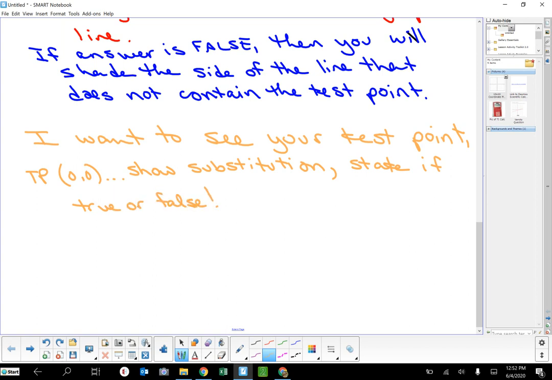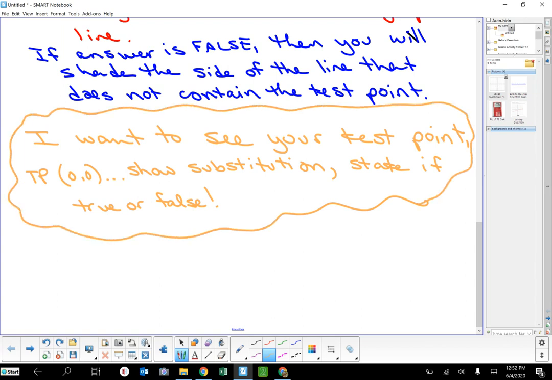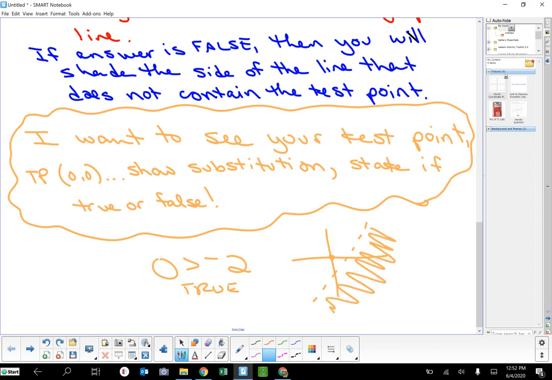So I expect all of this to be in your work when you turn it in to me. If you've got shading on the line and I don't know why it's there, you will not get full credit. Okay. This is you checking your work. It's also, if you have 0 is greater than -2, your test point was 0, 0, your line was over here, and this is a true statement, right? It's exactly what we just did up above. If you shade over here, that tells me you don't understand what that symbol means. So I want to be able to see all of your work.